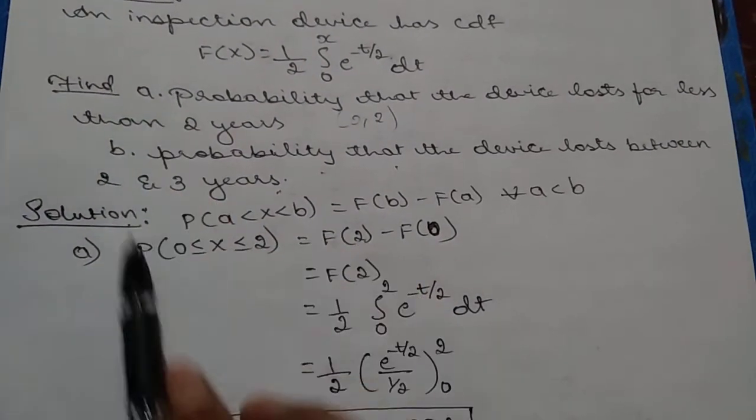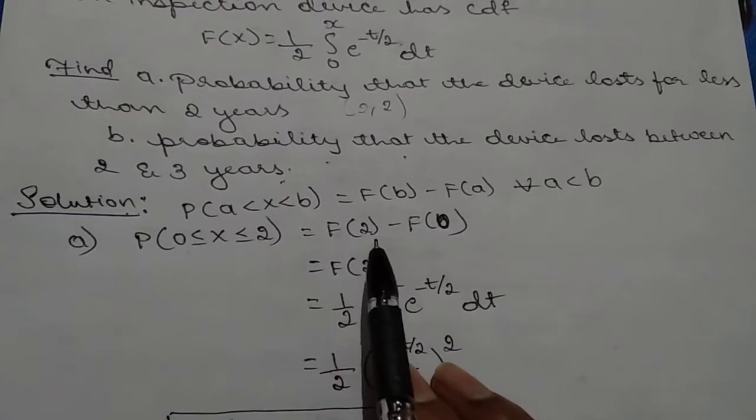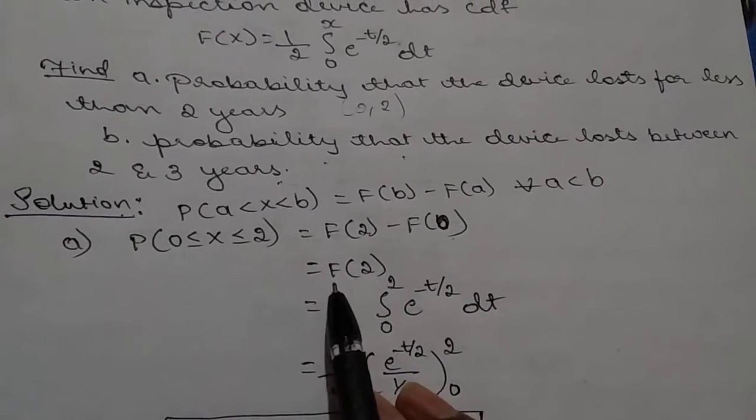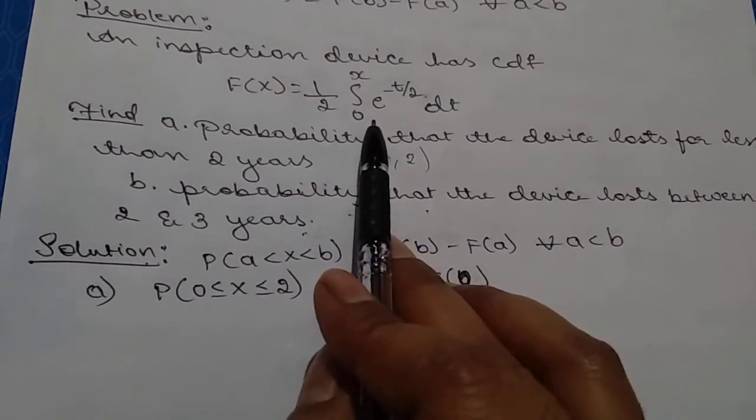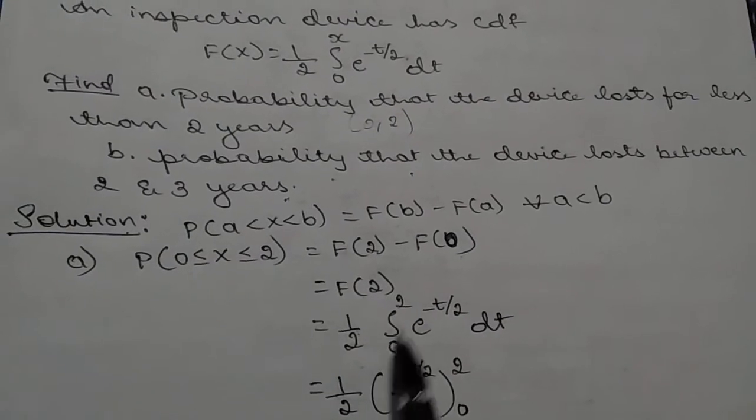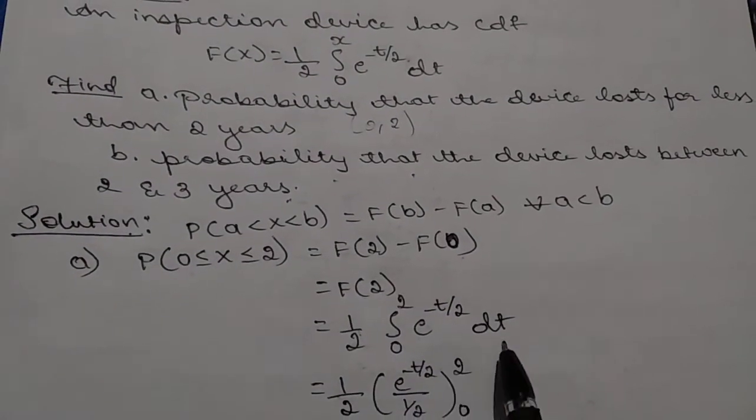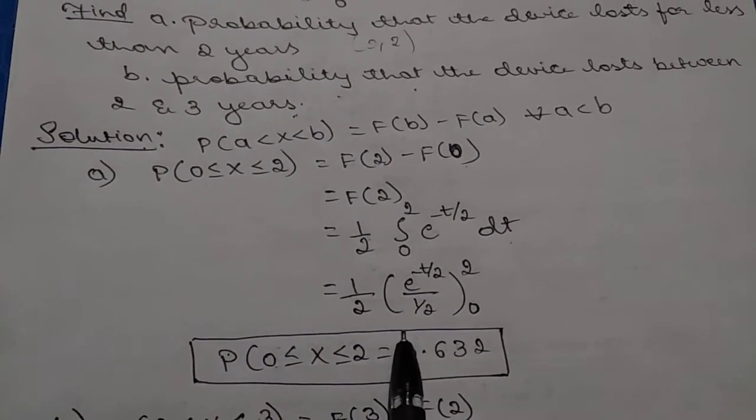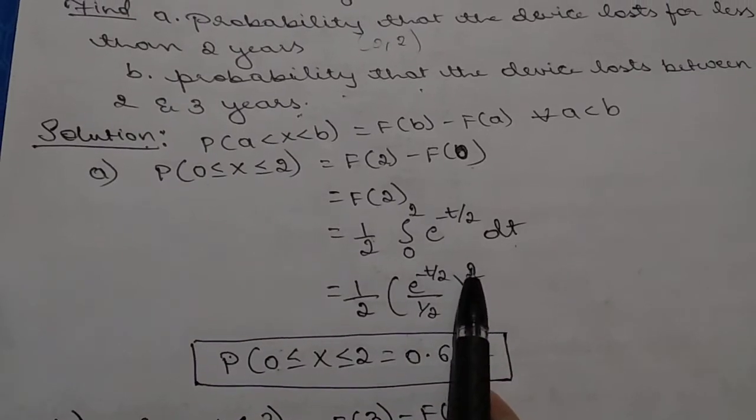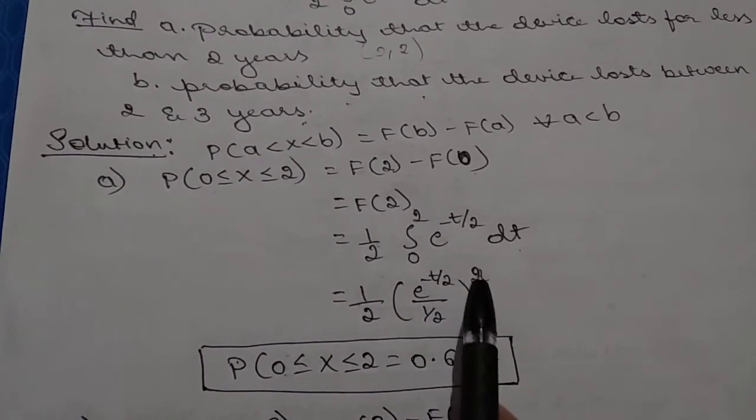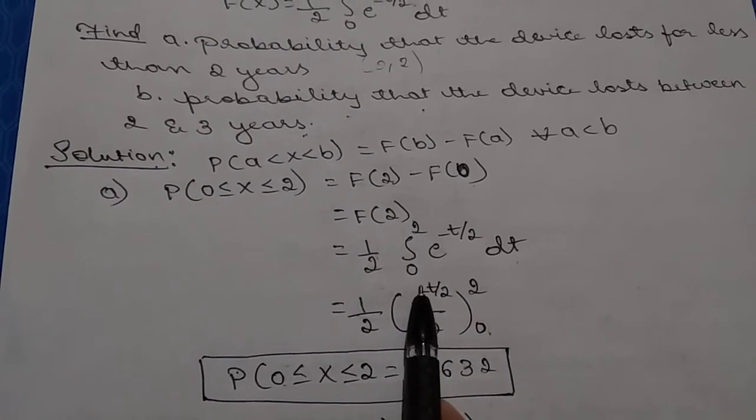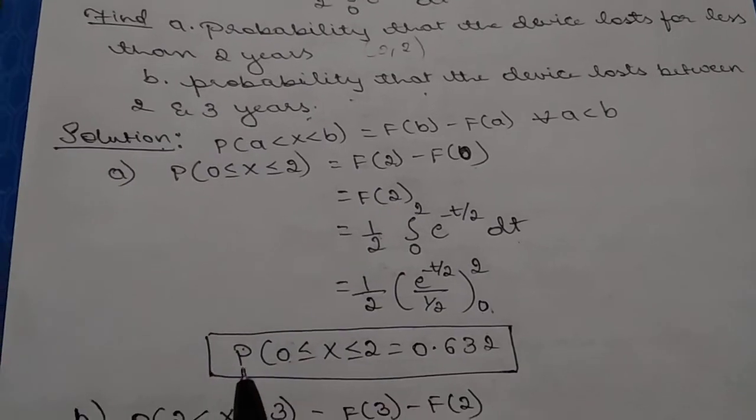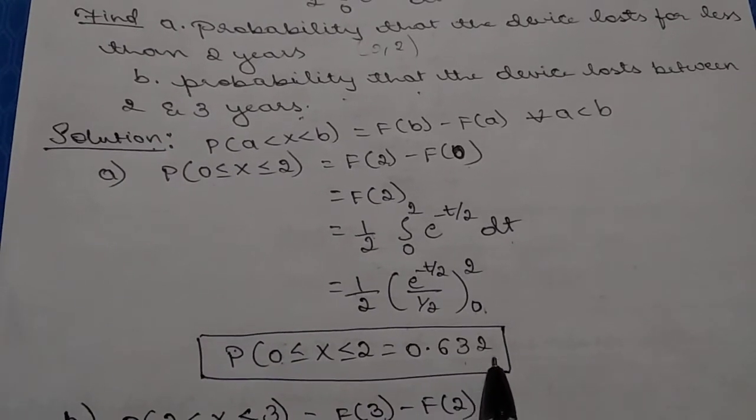First for part a, I am taking 0 to 2. F of 2 minus f of 0. F of 0 is always 0, so I will take only f of 2. And the f of x function is also given here, 1 by 2 into integral 0 to 2 of e power minus t by 2 dt. If you differentiate this, e power minus t by 2 divided by 1 by 2, you will get it from 0 to 2. I'll equate 0 and 2 to this. If I equate 0 you will get 1, and for 2 you will get e power minus 1. So this is the value, 0.632.